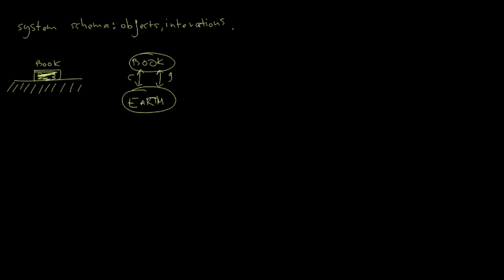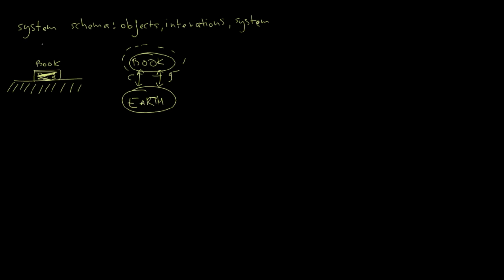Now the system schema also allows us to define the system in an easy way, and I will show you how to do that. In this physical phenomenon, if I want the system to be the book, then I will just draw a dashed line around the book. So in this way, I have in this system schema the book to be my system.